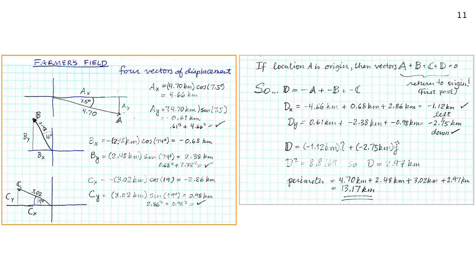4.66 kilometers for AX is positive, but it has a negative Y component, negative 0.61 kilometers. Now notice down below, I did my Pythagorean theorem check. Did you do that? Don't forget, if you make a mistake, you can catch it by doing the Pythagorean theorem check. It doesn't catch everything, but sometimes you'll catch something. Vector B, question.